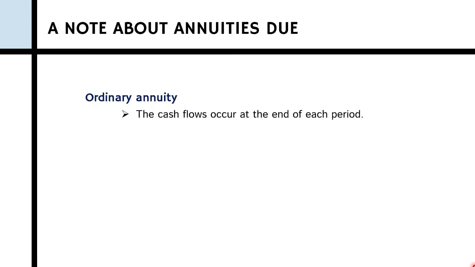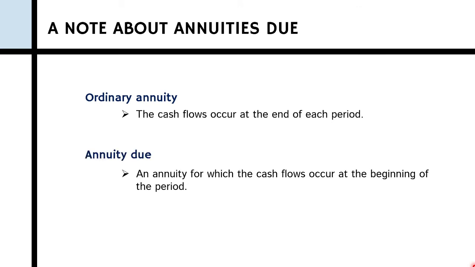A note about annuities due. So sa previous discussion natin, ang natalakay pa lang natin ay about sa ordinary annuities. Tulad ng sinabi ko kanina, yung ordinary annuity, the cash flows occur at the end of each period. As for annuity due, the cash flow starts at the start of each period. Isa sa magandang halimbawa ng annuity due ang lease payments, dahil ang lease payments are usually due immediately, so binabayaran siya at the start of each period.